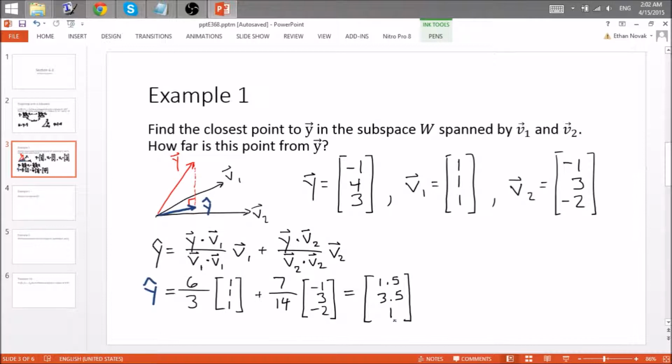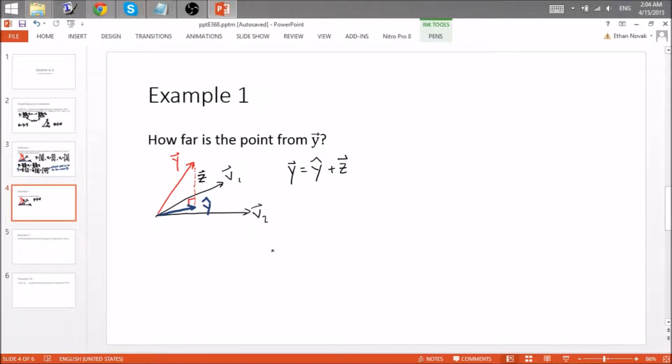Notice that this must be the closest point to y, the closest point in W to y, because this is where it's perpendicular. We drop a straight line down to W from y, and that's got to be the closest point. If I were to slide out this way, obviously this leg right here would be longer than this perpendicular line here. So this is the shortest distance between these two. So the point closest to y in the subspace W is this point here. Then we want to know how far this point is from y. So all we have to do is find the magnitude of z.